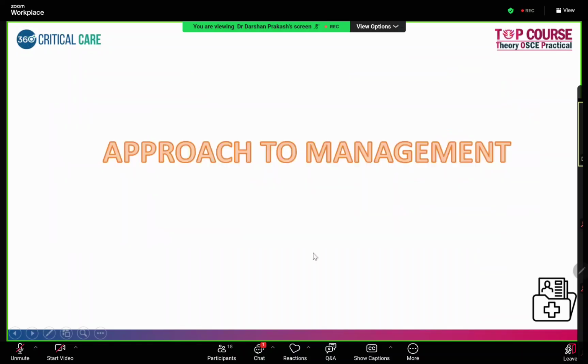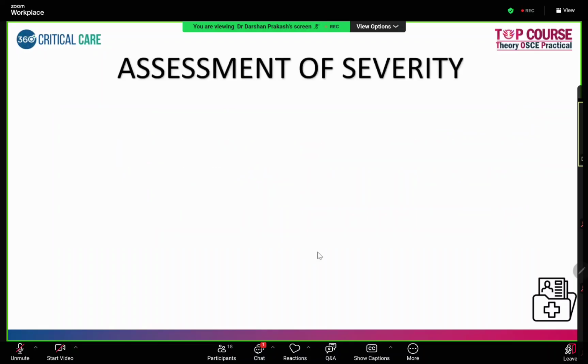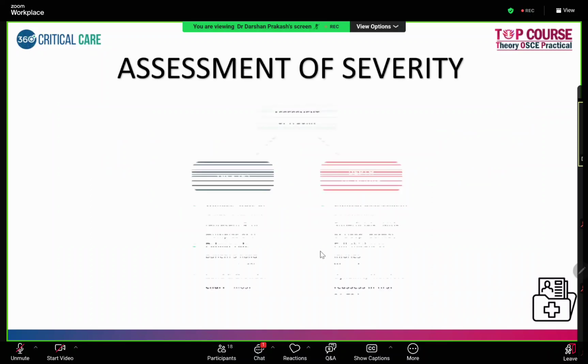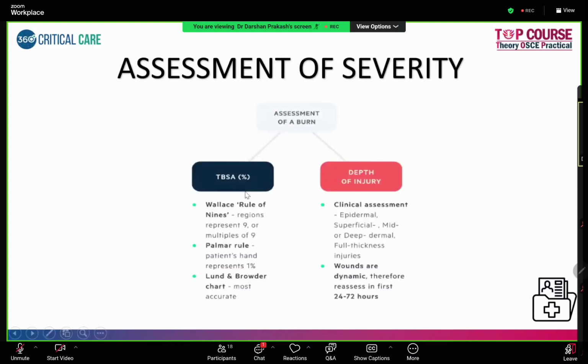Coming to the management. So, how do we manage a patient with burns? Firstly, we need to assess the severity of burns. I earlier told you in classification, we spoke about etiology. Then we also spoke about the severity of burns as one of the types of classification. Usually by Wallace's rule of 9 or Lund and Browder chart or Palmer rule, we can assess the percentage area of the burns involved in the body.